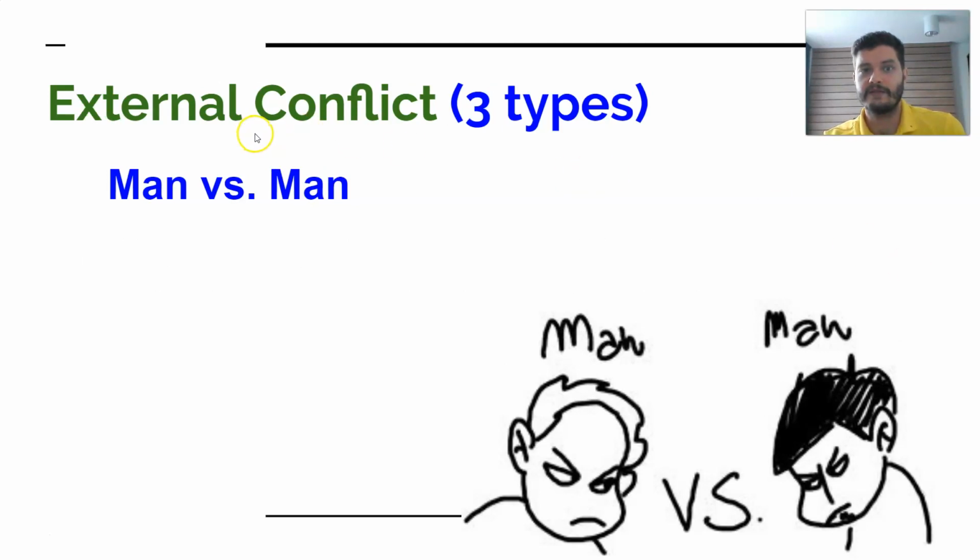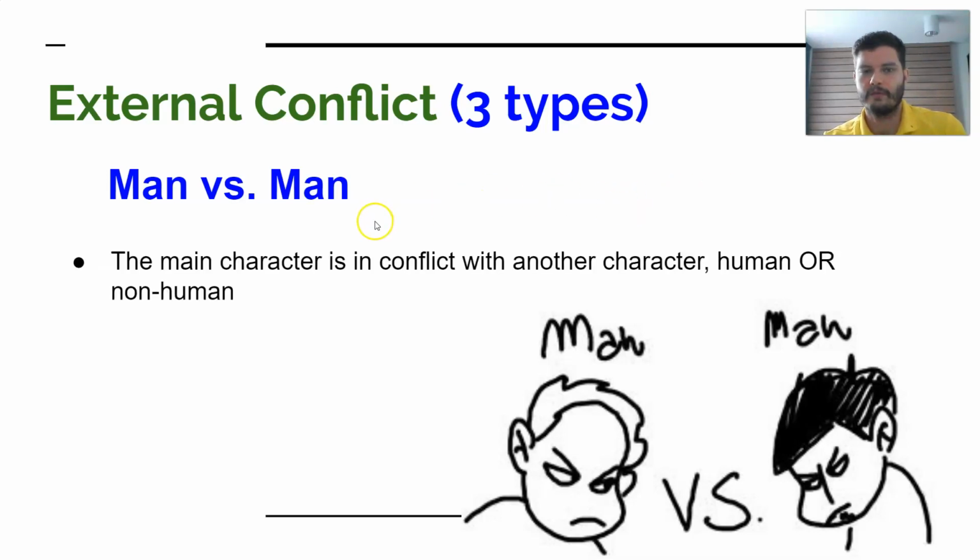Now, the first type of external conflict is man versus man. This is perhaps the most common type of conflict that you will see in a movie or read in a book. Okay. This is when the main character is in conflict with another character, either human or non-human. Okay, so this is Batman versus the Joker, or again, I always use Star Wars as my example here, so it could be Luke Skywalker versus Darth Vader. Okay.